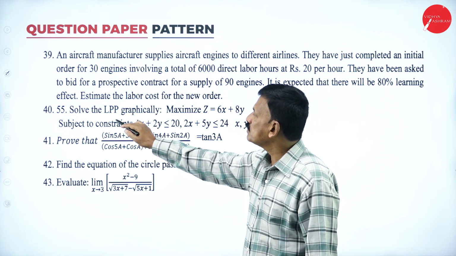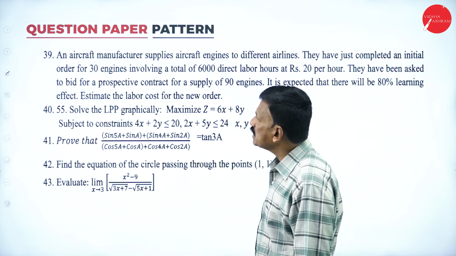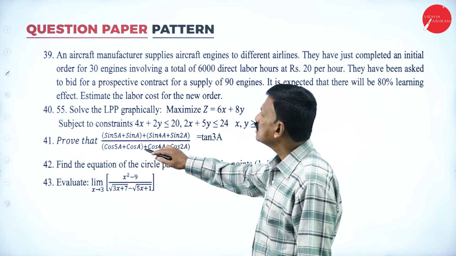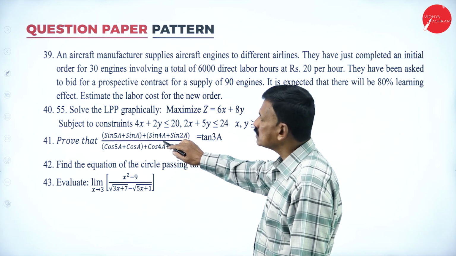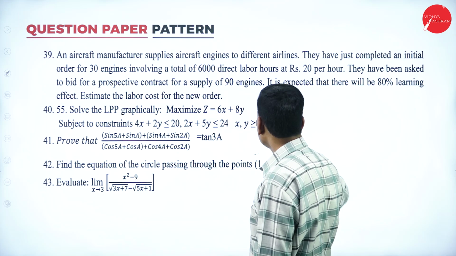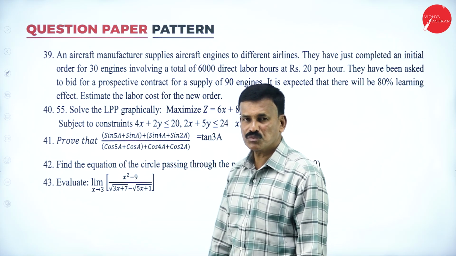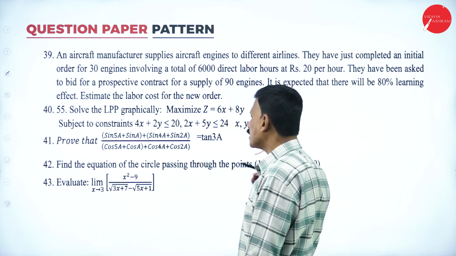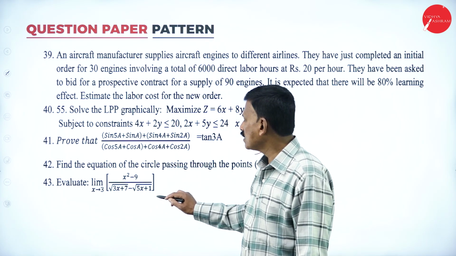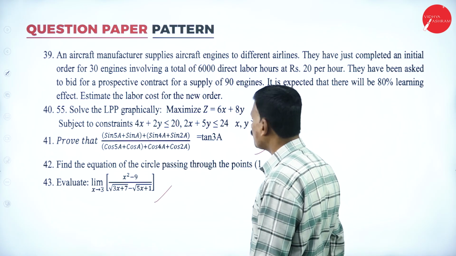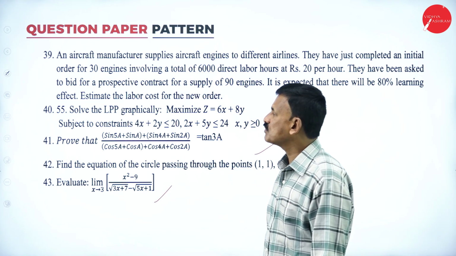And the next problem is from LPP, linear programming problem, and that is by graphical method. And the next problem is from compound angles, that is from trigonometry. And this is also an expected question, very important, most sure question, that is equation of a circle passing through 3 points or concyclic circles. And the last question is from limits. So these are a few questions for 5 marks. In this you are going to answer 5 questions.